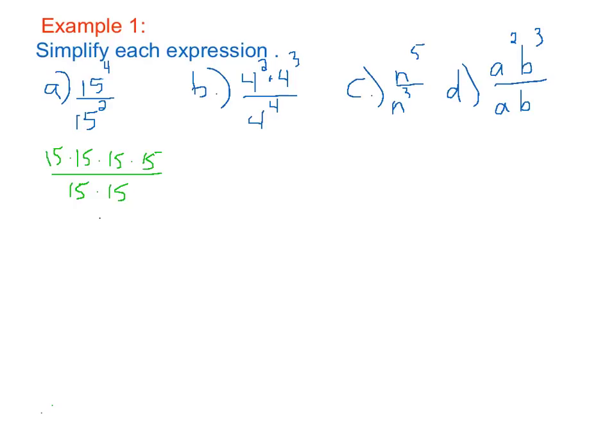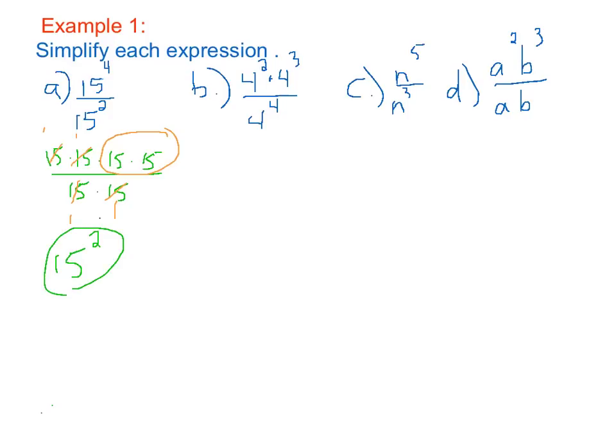Now if we were to simplify this, anything that's in the numerator that's the same as the denominator we can cancel out or make a 1. So we have 15 over 15, that gives us 1. 15 over 15, that gives us 1. And look at what remains. Okay, so if we look at that, we have just 15 squared.